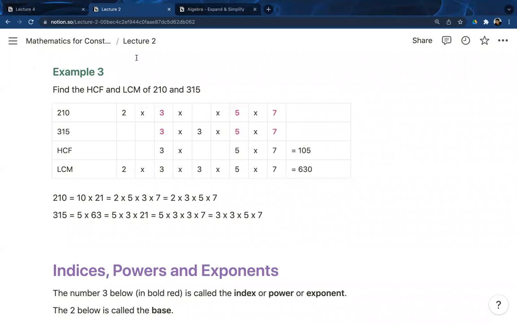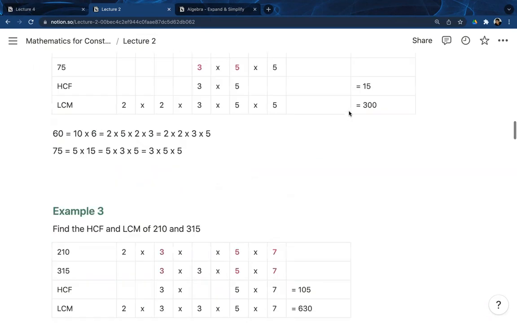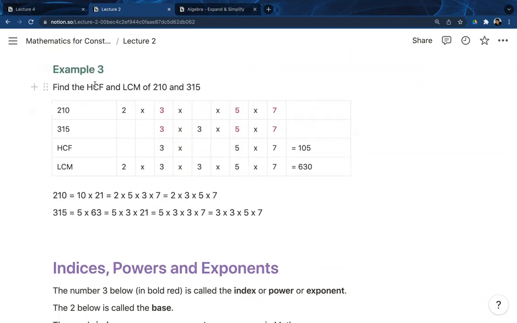So some time ago, in lecture 2, we saw how to find the HCF and LCM of 2 numbers, right? So if you go back to your lecture 2, you'll be able to see example 3. Before we started algebra, we talked about how to find HCF and LCM. HCF is the more important thing for now, right?